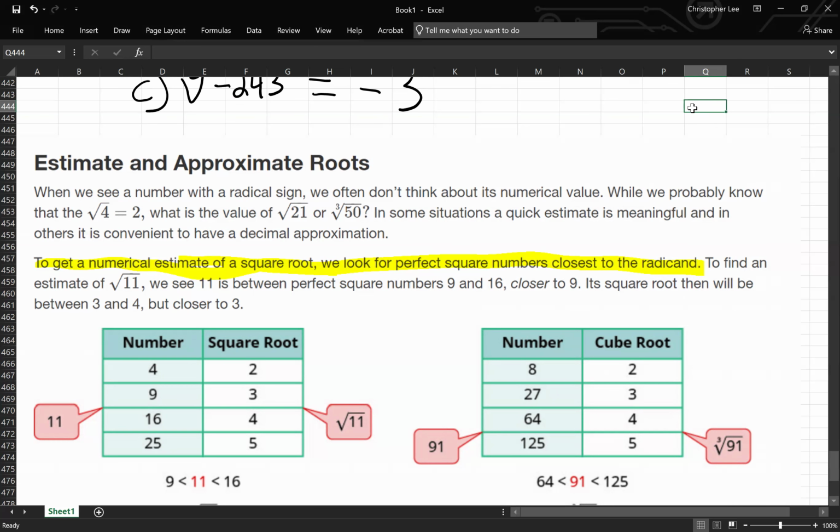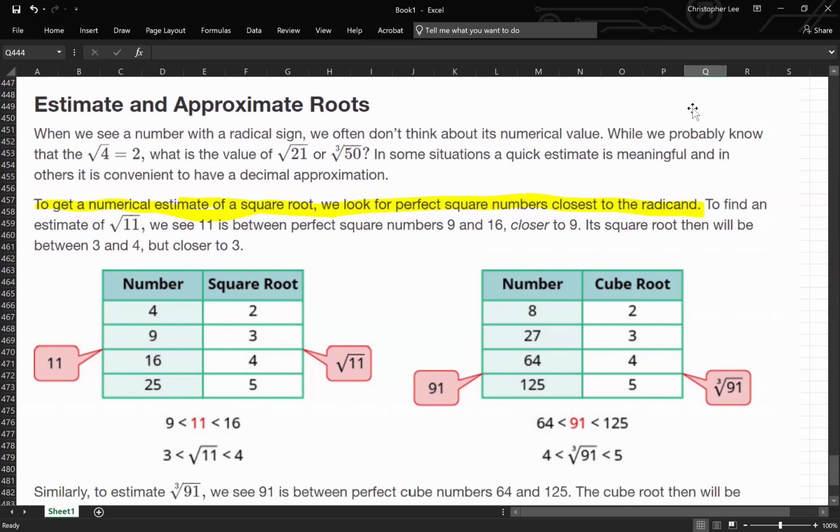So, to get a numerical estimate of a square root, we look for perfect square numbers closest to the radicand, right? To find an estimate of the square root of 11, we see that 11 is between the perfect square numbers of 9 and 16, but it's closer to 9, right?